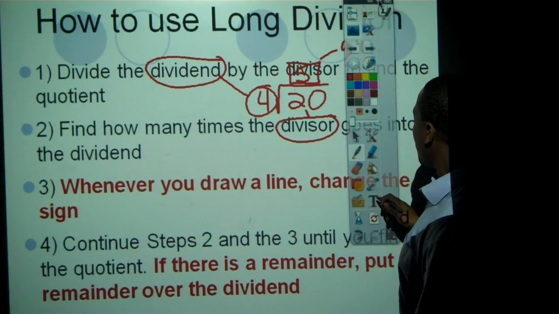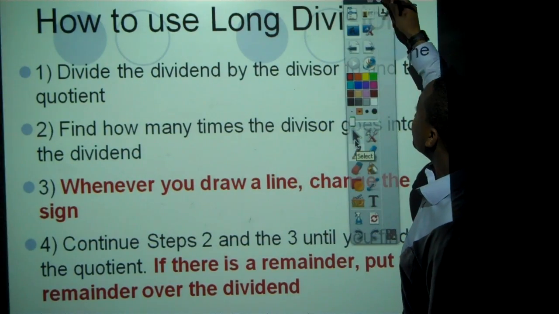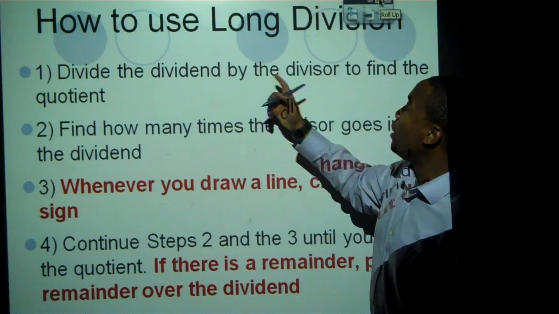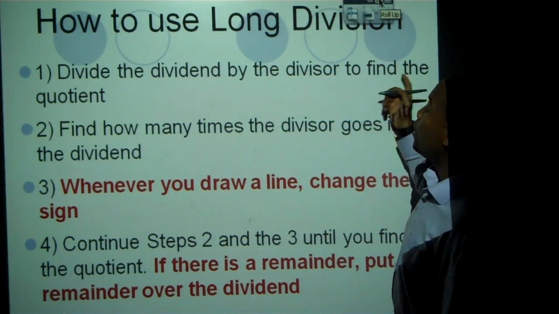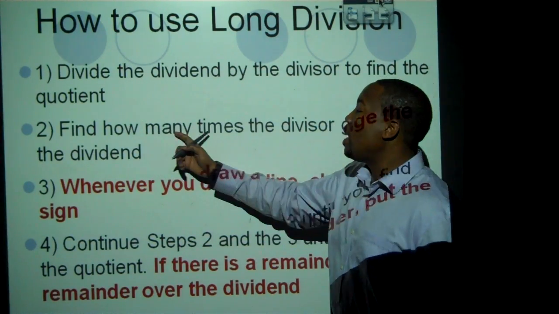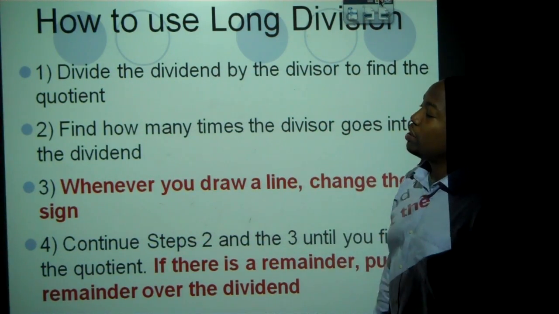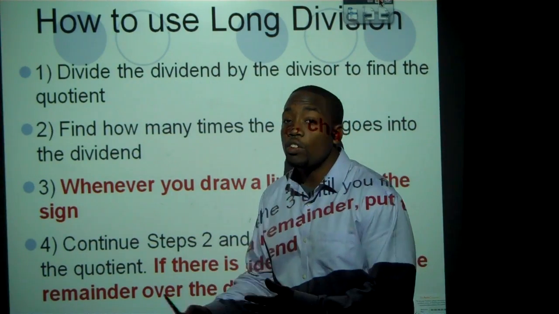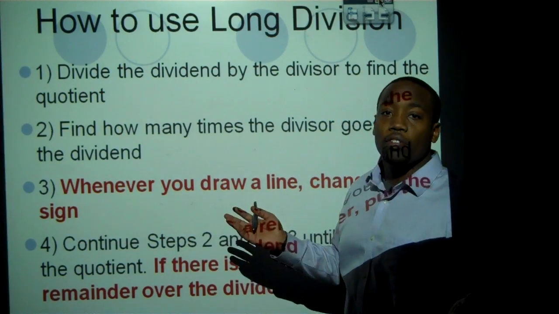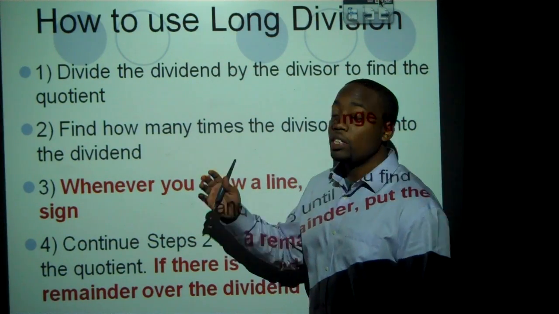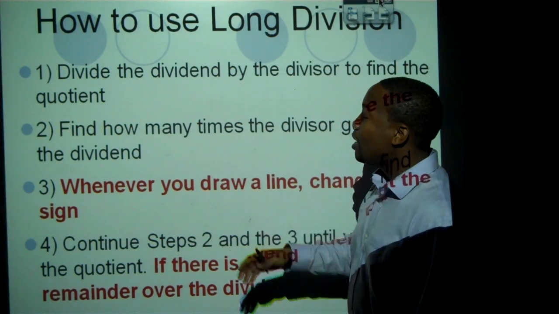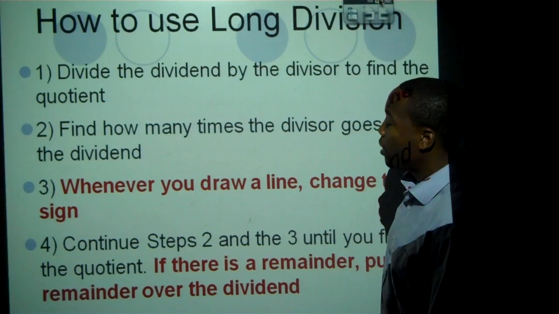So let's go through these steps. First, we're going to divide the dividend by the divisor to find the quotient. Find how many times the divisor goes into the dividend. Just like regular long division that we did last year or in 6th or even 7th grade, we look and see how many times what I'm dividing goes into the dividend.